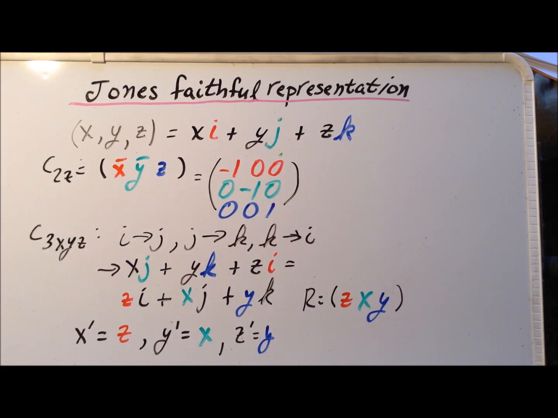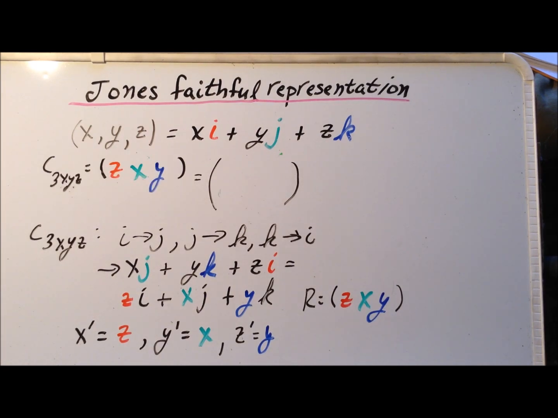So this is the Jones-Faithful representation for the C₃ XYZ rotation. And just to write it in explicit detail up here, the Jones representation of C₃ XYZ is z, x, y. So let's see what that is explicitly as a 3x3 matrix.